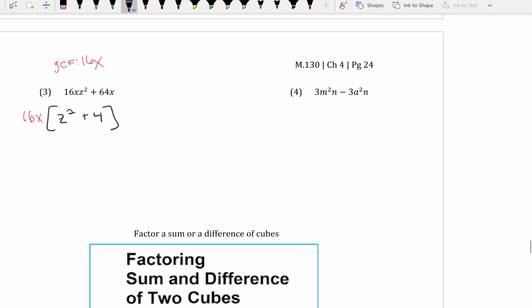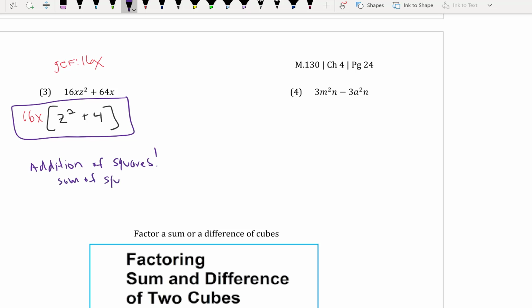So notice how here we have the addition of squares, and here you have to leave that alone. So that's as far as you can go. It only works if you have the difference, which is the subtraction of squares. If you have the sum of squares, you can't go any further. So sum of squares, you have to stop. Can't go further.